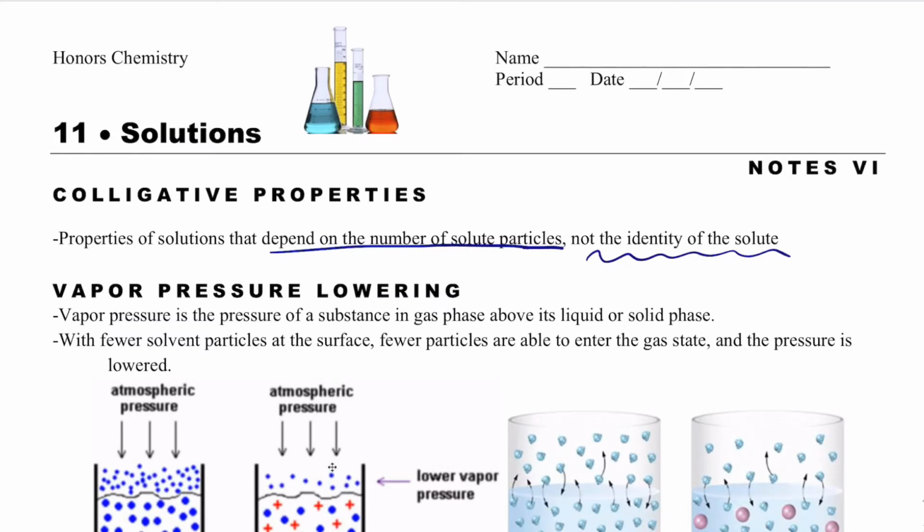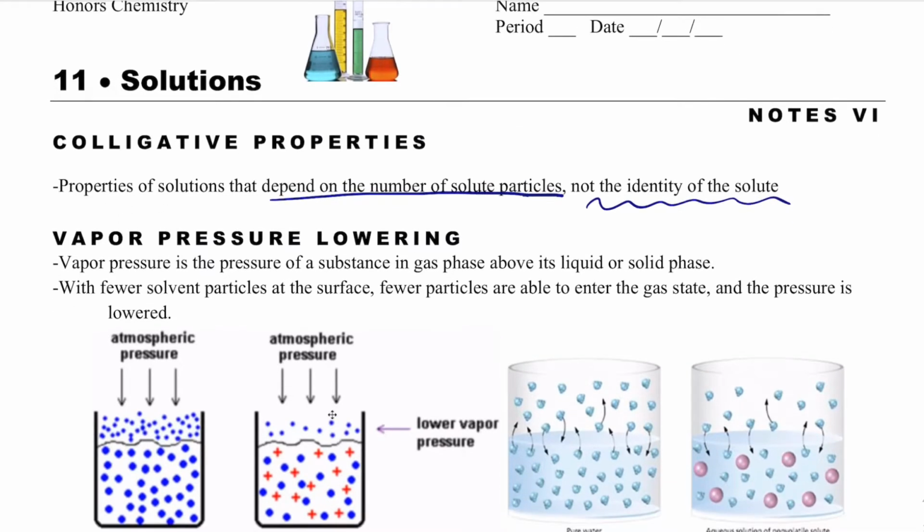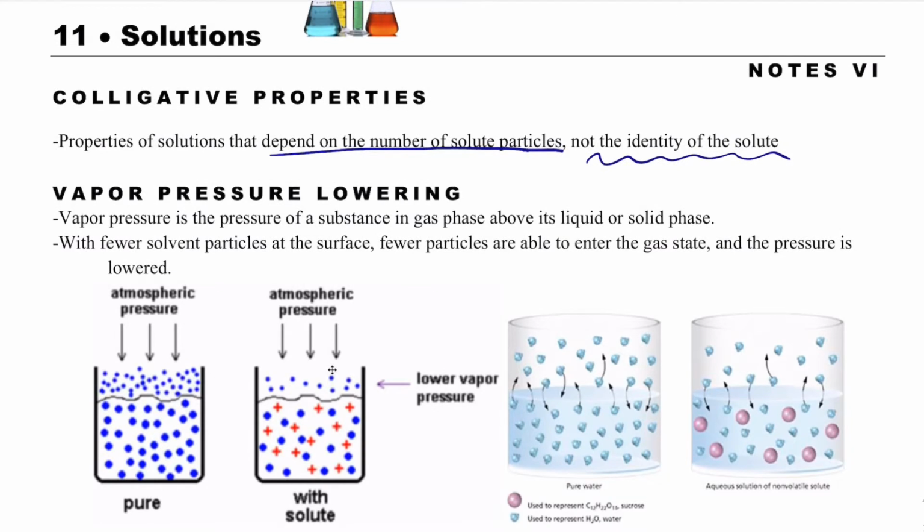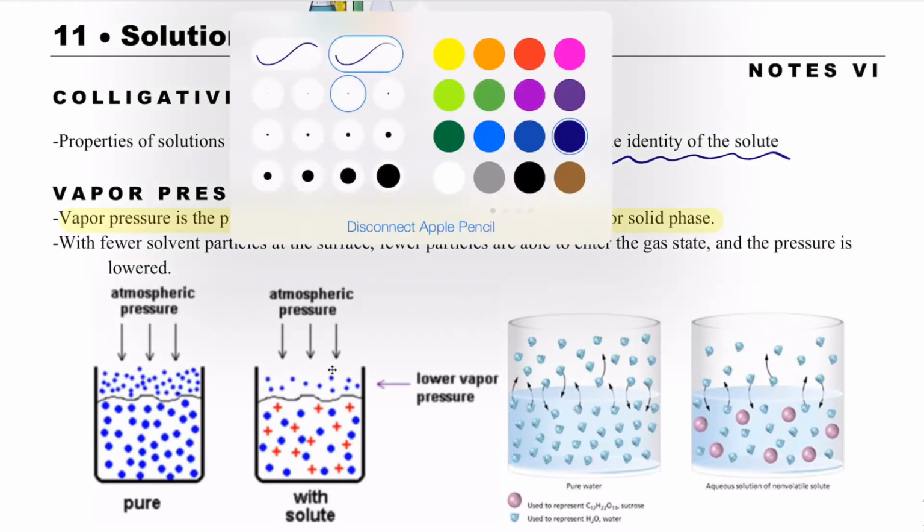So one of them is that when you dissolve things in water, you may notice that their boiling point or freezing point change, and we'll do the math behind that. But one reason that the boiling point changes is that the vapor pressure lowers. So when we did gases, we talked about how the vapor pressure is just the pressure of a substance typically above its liquid phase or solid phase, but most likely its liquid phase.